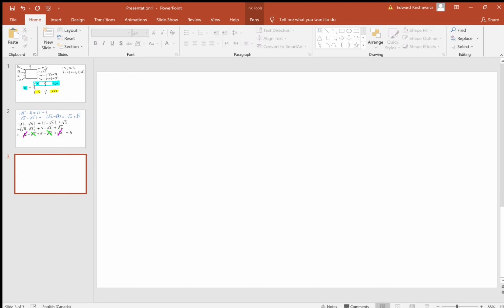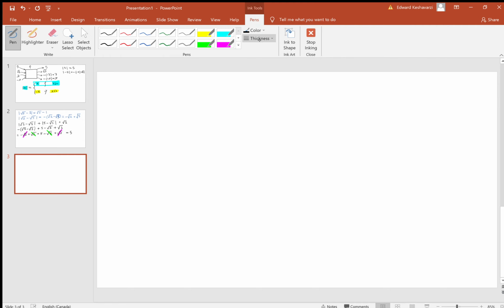So in this slide, I'm going to teach you how to change an absolute value function to a piecewise function. Let's write again the definition of absolute value of x that we had in the first slide. Okay, now I want to change this one, absolute value of x minus 2, to a piecewise function.